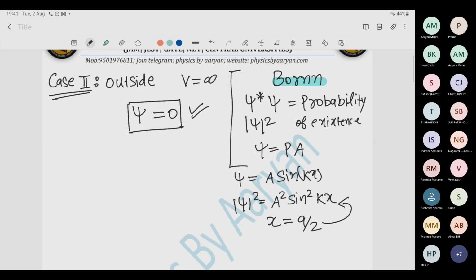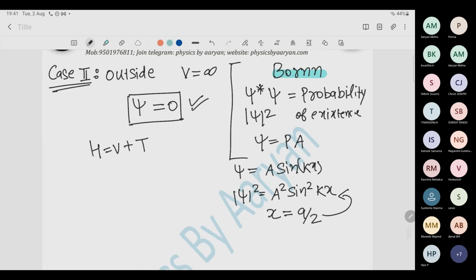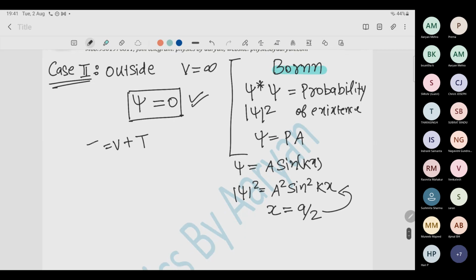If you have infinite force acting upon it, what will be your energy? Infinite. Your energy will also be infinite. Because what is energy? Simply potential energy plus kinetic energy. Even if I assume that my kinetic energy is 0, even then my energy will be infinite. And can any particle have infinite energy?